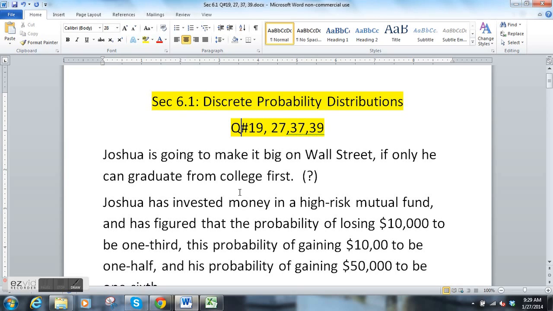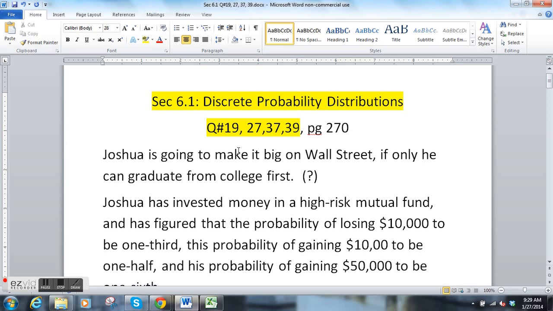Hi there, this is section 6.1, discrete probability distributions, and I'm going to go over questions 19, 27, 37, and 39. These are all on your homework, on pages 270 and 271.